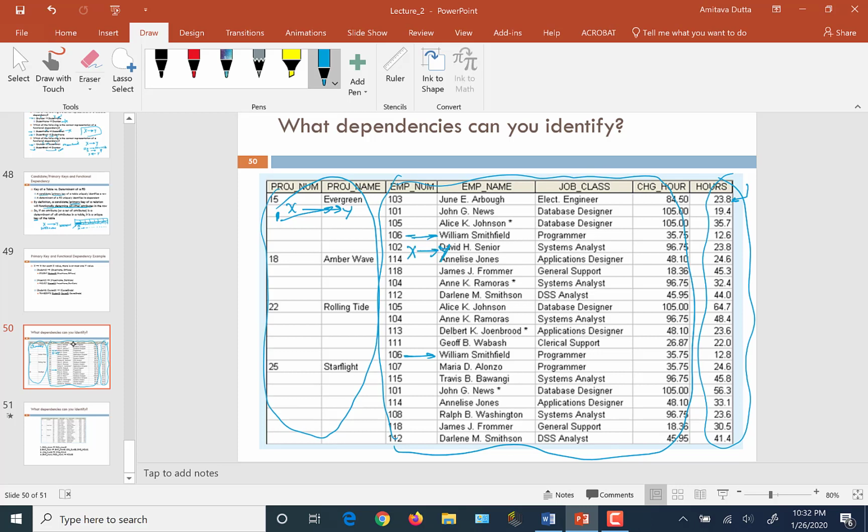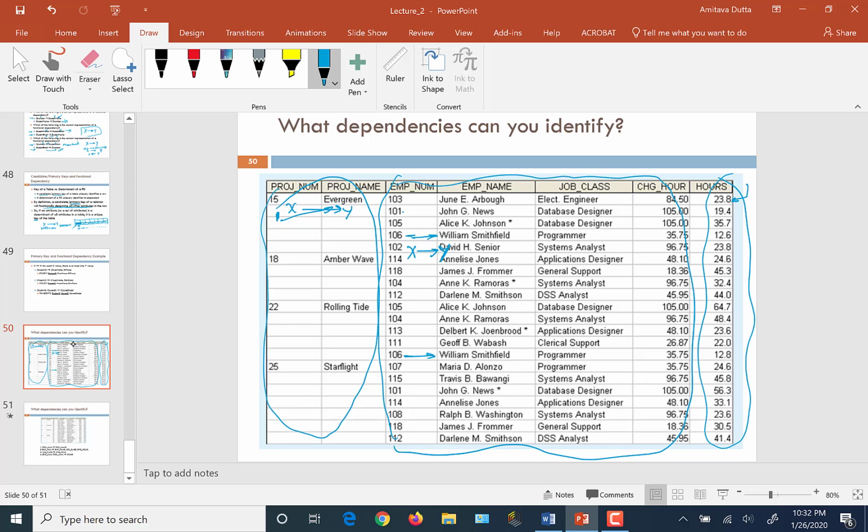You may have two employees with the same name but different employee numbers. So that's a second functional dependency that seems to be present in the table. Okay. Furthermore, if I know the employee number, I also seem to know the job class. I can tell you what the job class is, because if you tell me employee 101, then I'll tell you that that employee is a database designer.